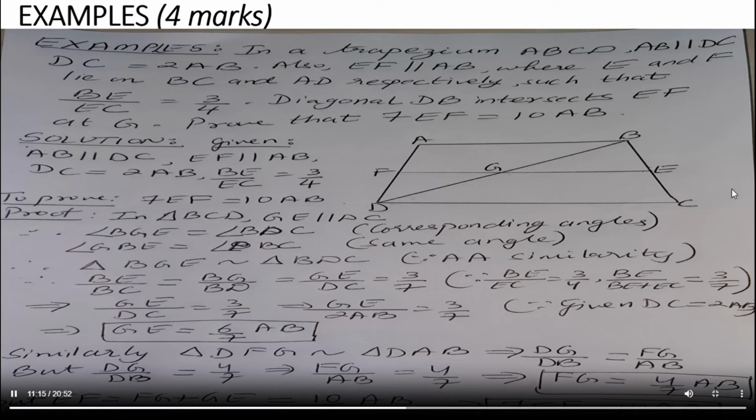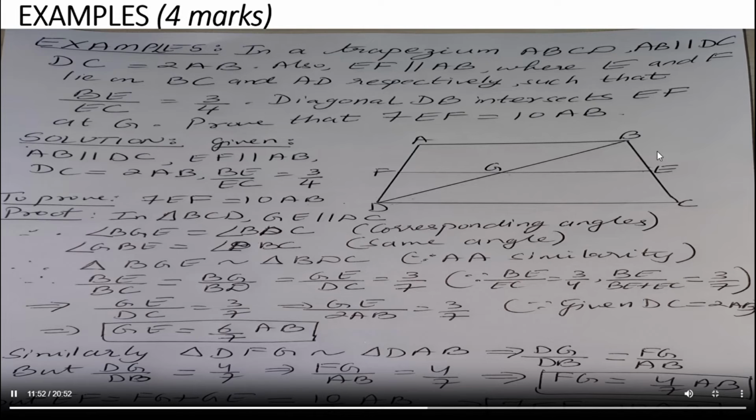Now in triangle BCD, we have GE is parallel to DC. Since GE is parallel to DC, we can consider DB as the transversal. So we know corresponding angles are equal. So angle BGE will be equal to angle BDC. Also angle GBE and angle DBC will be equal because they are the same angles. So by AA similarity criteria, triangle BGE will be similar to triangle BDC.